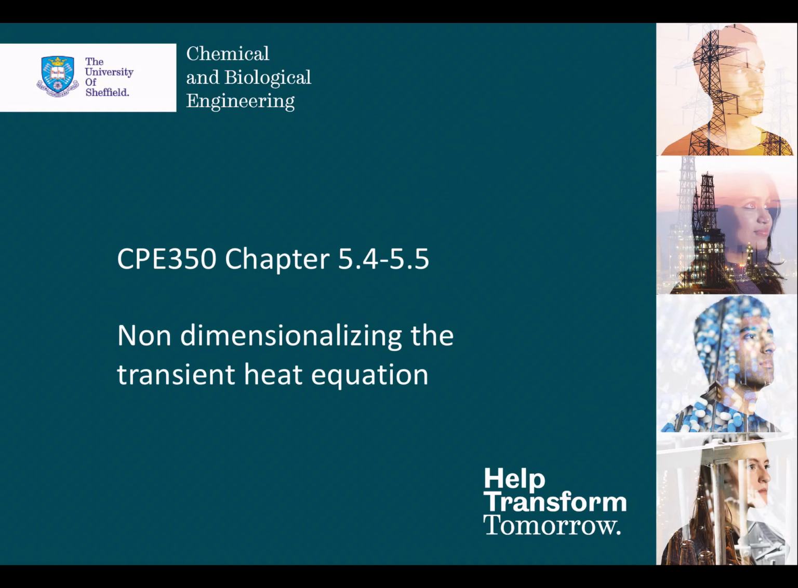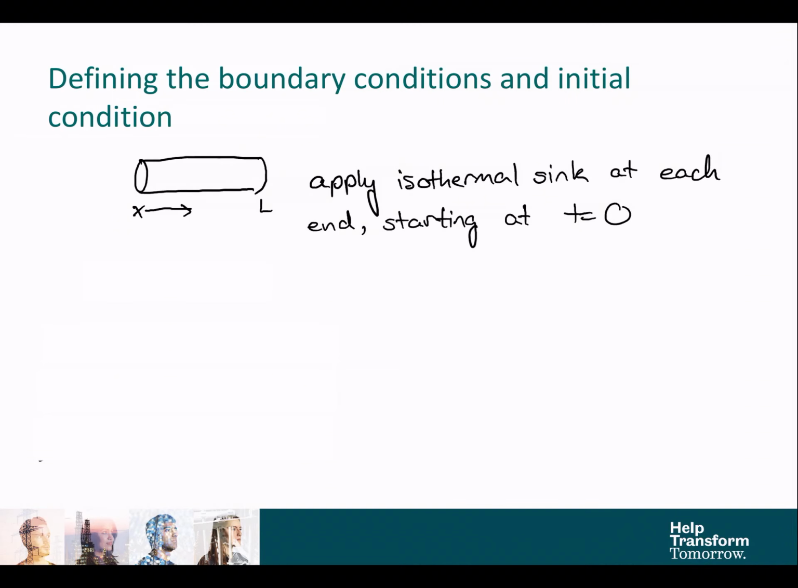Welcome to chapters 5.4 and 5.5, in which we'll non-dimensionalize the transient heat equation. A reminder, our physical situation is a rod of length L and coordinate in the x direction, and at time 0, the entire temperature of the rod is T0.